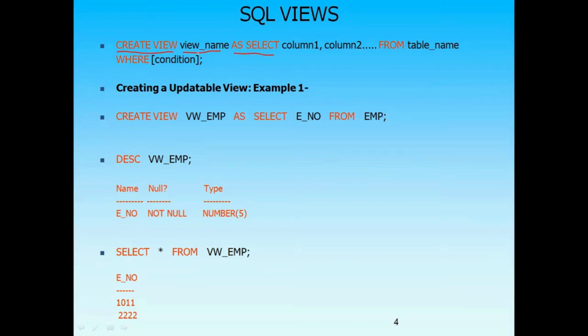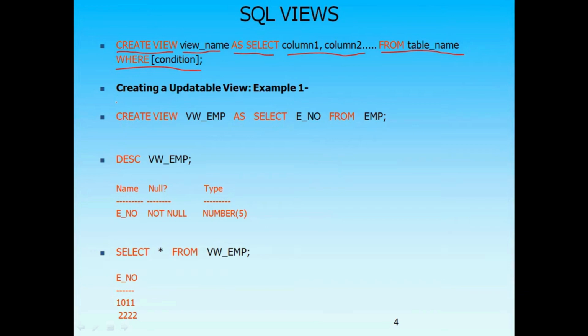So the syntax for creating a view is: create view name as select column 1, column 2 from the base table name, where condition. You can put criteria here if I want only the data of the computer department. So what will be my criteria here? The condition is where department name equal to com. I hope, students, you are clear with this. So here is the example.